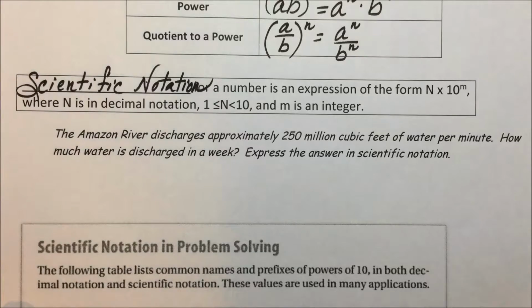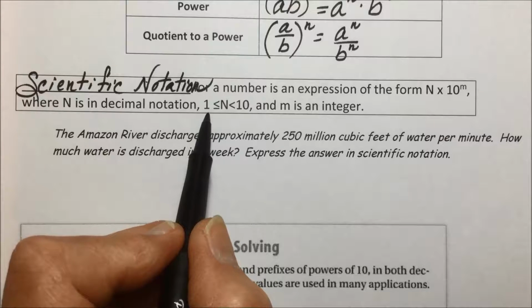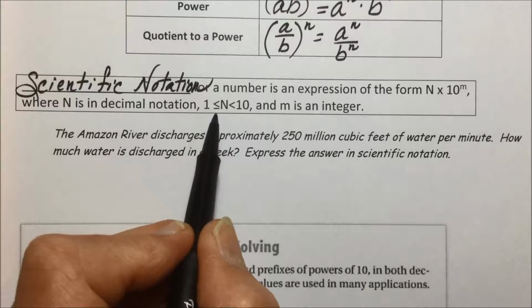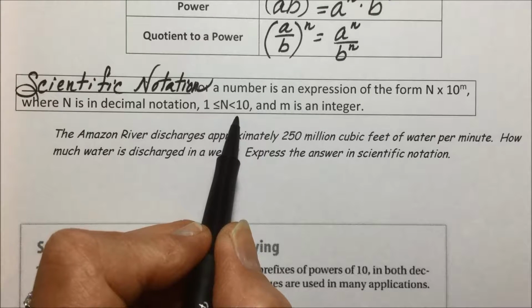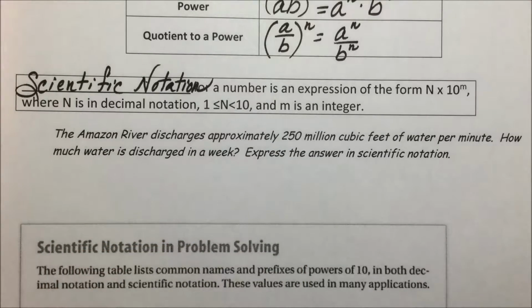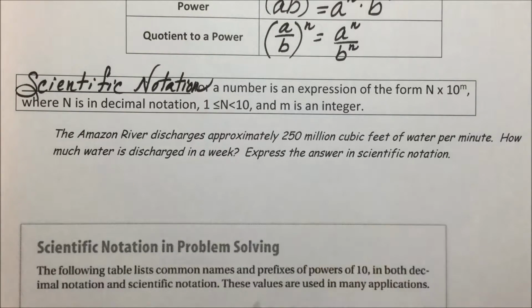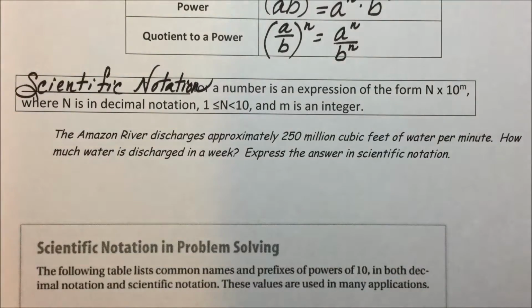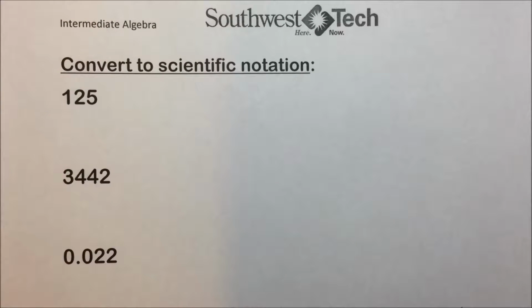for a number is an expression of the form n times 10 to some power, where n is in decimal form and n has to fall between 1, including, but less than 10. In other words, it has to be a single digit between 1 and 9, and m is an integer that the power for 10 is raised to. And let's take a look at converting some numbers into scientific notation.